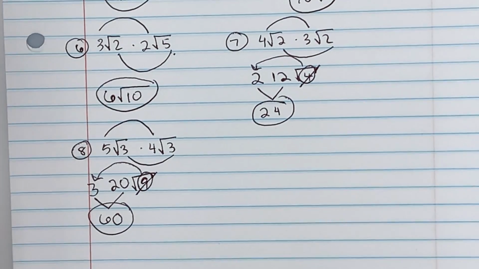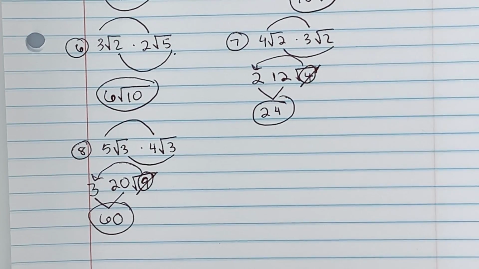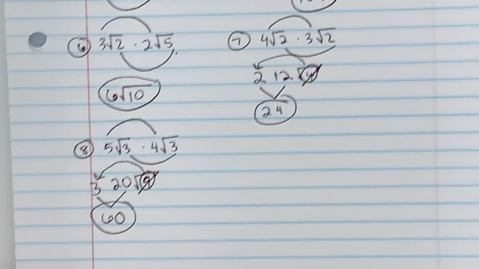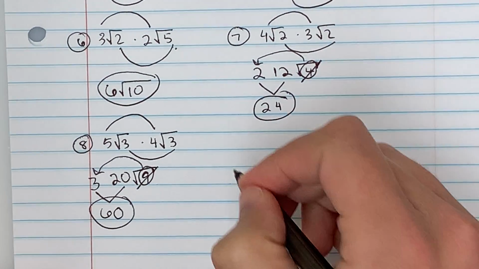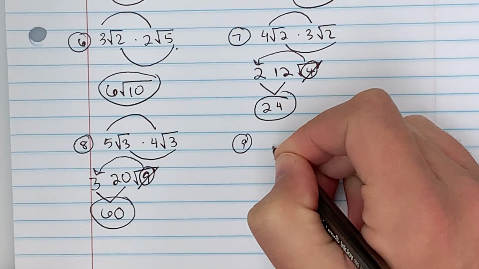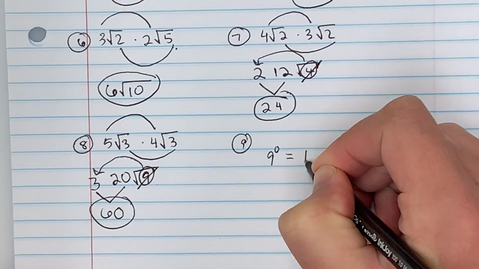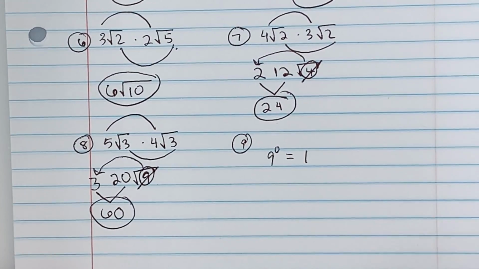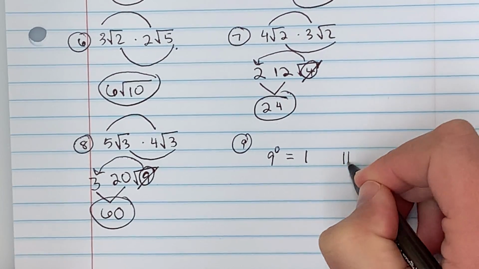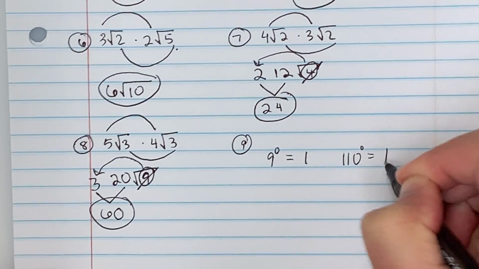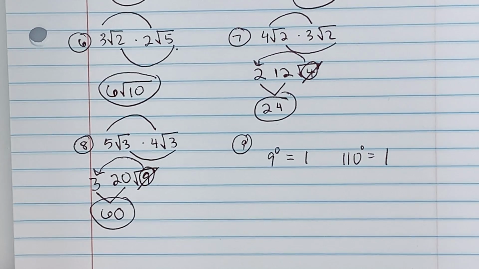All right, now let's look back at exponents. So in the past, we've said that if I have anything to the 0, it's 1. So 9 to the 0 would be 1, right? 110 to the 0 would be 1. So just make sure you remember that. Anything to the 0 is always 1.